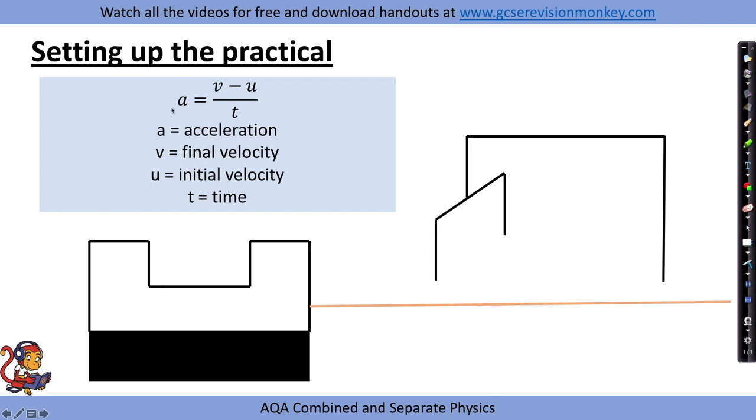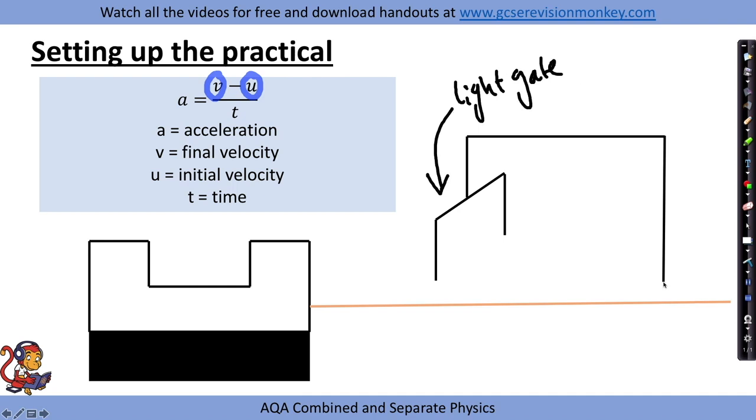The acceleration equation is acceleration equals the change in speed over time. So we've got a final velocity, an initial velocity, divided by time to give us our acceleration. In this practical, to measure acceleration, we are going to use a light gate. And our light gate is attached to a data logger, which is then attached to a computer, so it can record the acceleration for us automatically.